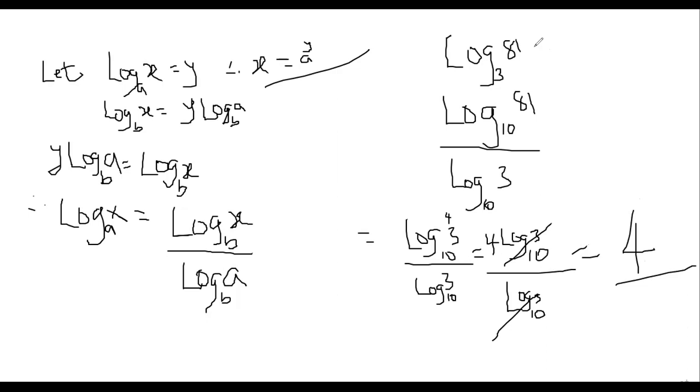There are other ways to solve this. You can equate this to x, and then it's the same thing as 3 raised to the power of x is equal to 81. So 3 raised to the power of x is equal to 3 raised to the power of 4. Now 3 cancels 3, and you still have an answer of 4.